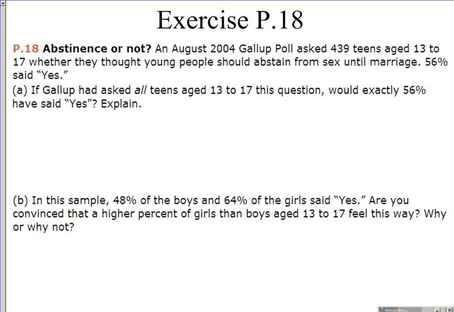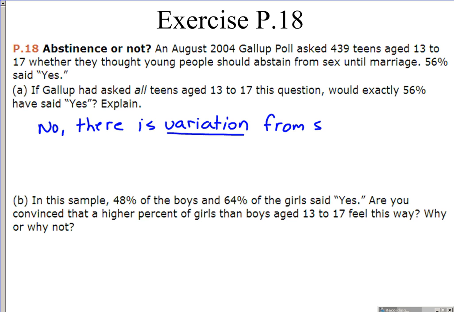An August 2004 Gallup poll asked 439 teens aged 13 to 17 whether they thought young people should abstain from sex until marriage. 56% said yes. If Gallup had asked all teens aged 13 to 17 this question, would exactly 56% have said yes? Explain. No, it would not be. Could it be exactly 56%? Yes. But are we guaranteed that it's going to be? No. Why are we not guaranteed that? Because remember, the key word that we're going to always talk about is variation. And there is variation from sample to sample.